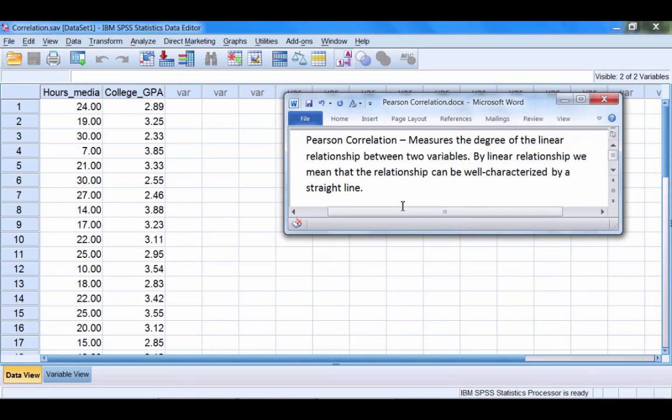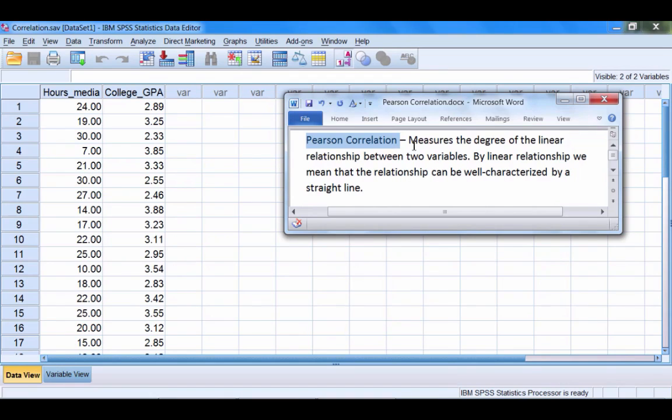In this video, we'll take a look at how to calculate the correlation coefficient in SPSS. Now, when we talk about calculating correlation, what we mean here is Pearson correlation. While there are other correlation coefficients, by far Pearson correlation is the most common, and it's the one that's included in introductory statistics texts.